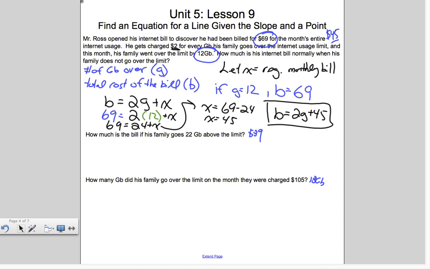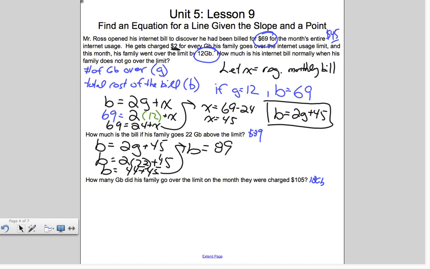We start off with our formula, B is equal to 2G plus 45. Well here, what do we know? We know the gigs. How many gigabytes were they over? 22. So 2 times 22 plus 45. So B is equal to 44 plus 45. So B is equal to 89, as Dean had projected.